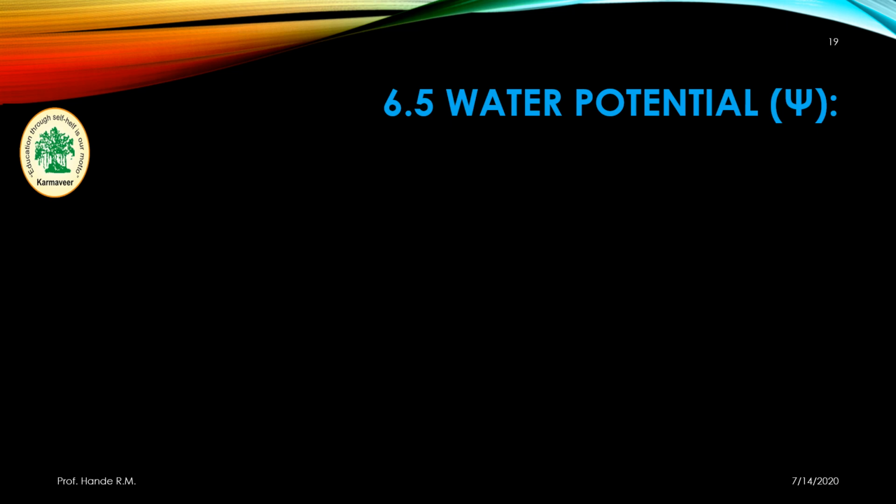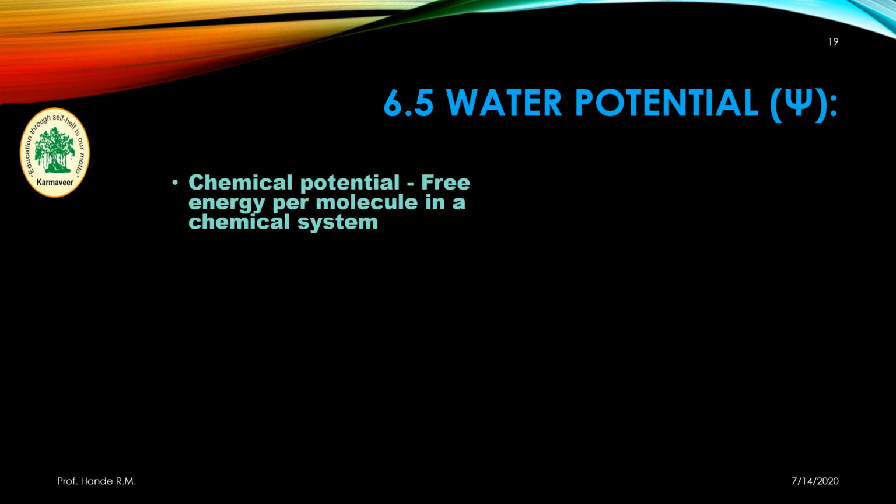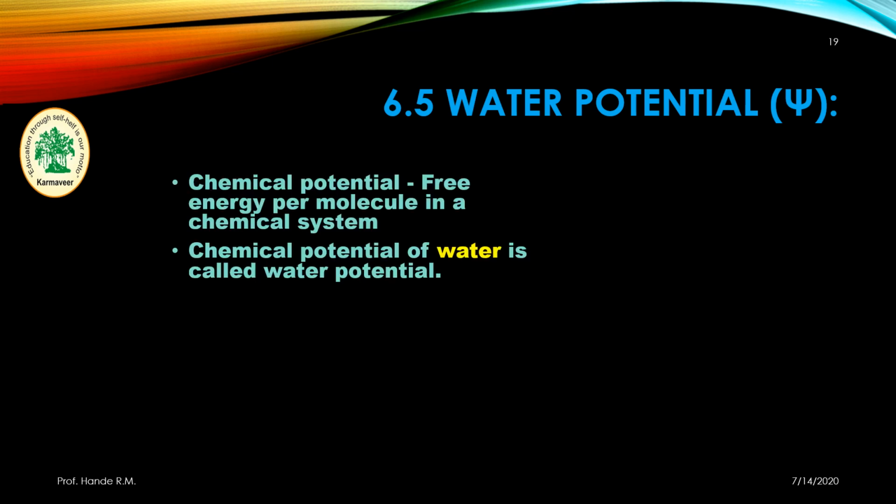Next point is water potential. What is meant by potential? Having or showing the capacity to develop something is known as potential. Chemical potential: the free energy per molecule in a chemical system is called chemical potential. Every component of a system has a definite amount of free energy which is used to do work, known as chemical potential, and osmosis is based on free energy.